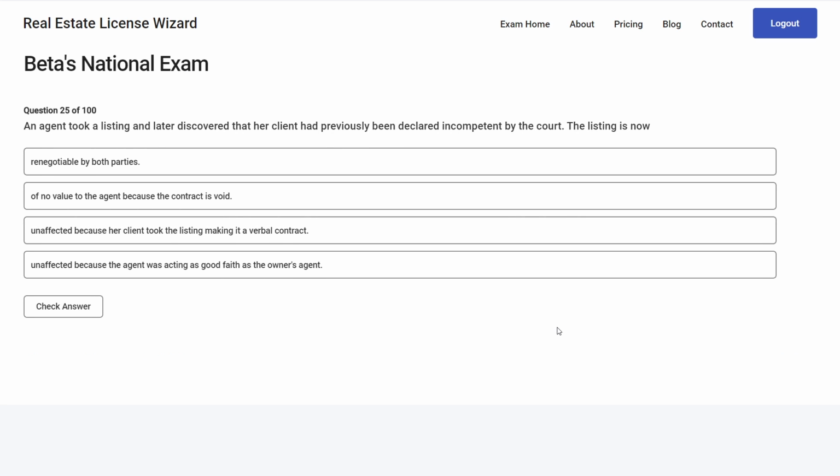So, anyways, 25. An agent took a listing and later discovered that her client had previously been declared incompetent by the court. The listing is now, and it gives us four options here. Is it renegotiable by both parties? Is it of no value to the agent because the contract is void? Is it unaffected because the client took the listing, making it a verbal contract? Or is it unaffected because the agent was acting in good faith as the owner's agent? Alrighty. So, going to give you guys an opportunity here to think that one over.